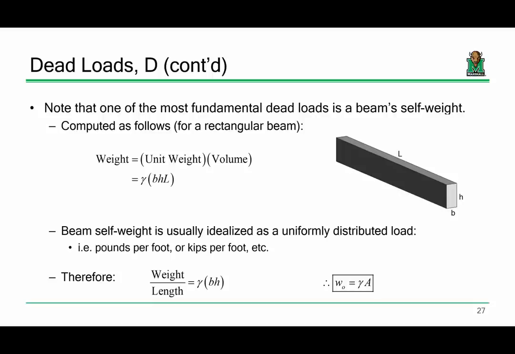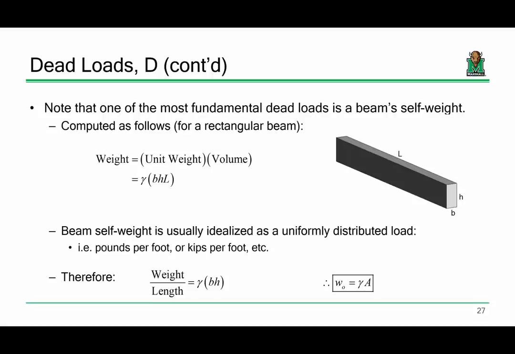Right? Now, for structural analysis land, we don't typically lump that as just a single load right in the middle of that beam. That load is spread out over the length, right? So we typically treat it as a uniformly distributed load. So how do you determine the uniformly distributed load? Well, I would take this entire load and divide it by the length. Well, if I take this formula and divide it by the length, I'm going to have gamma times BH.